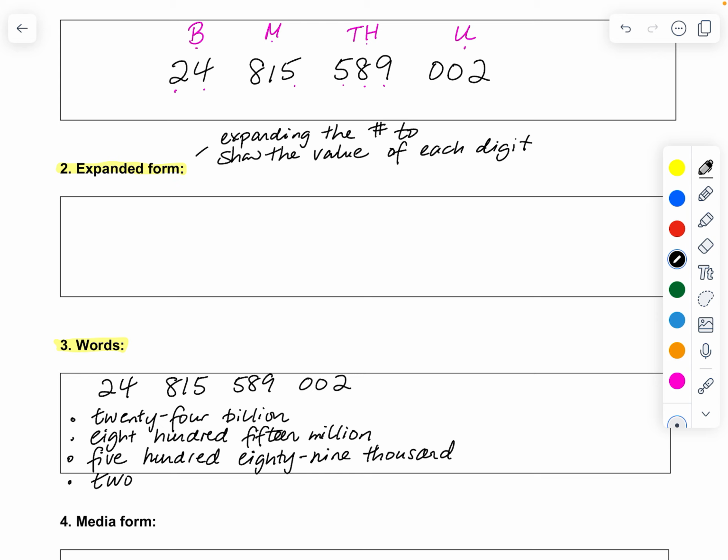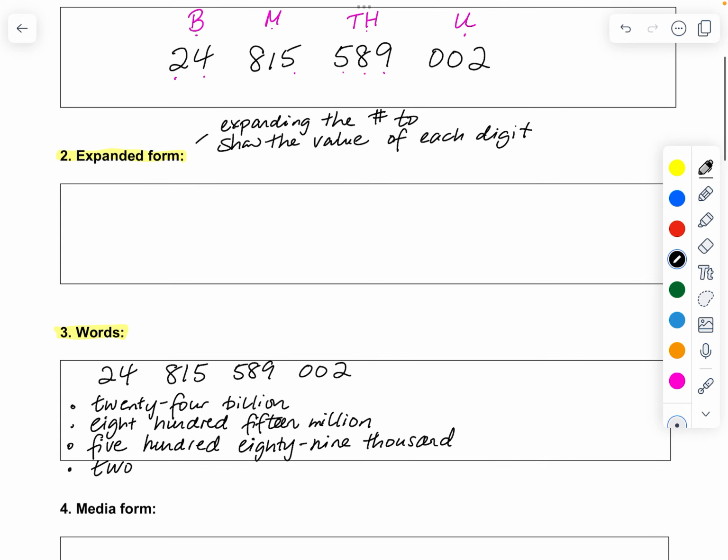So you're showing the value of each individual digit. I'm going to show this to you in two different ways, so you can do either way. I would say one way is maybe a little bit less challenging than the other way, but please choose either way in order to express a number in expanded form.